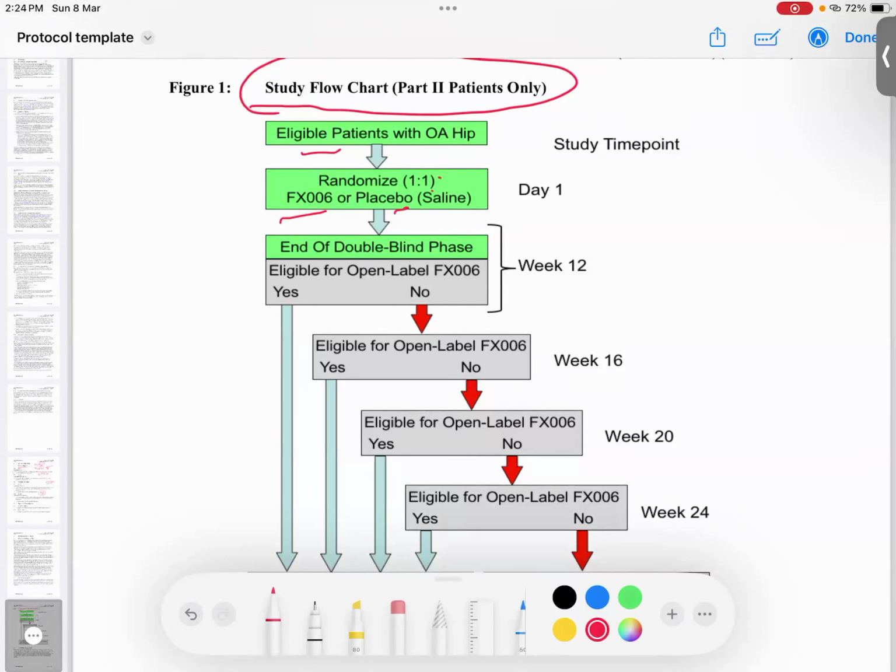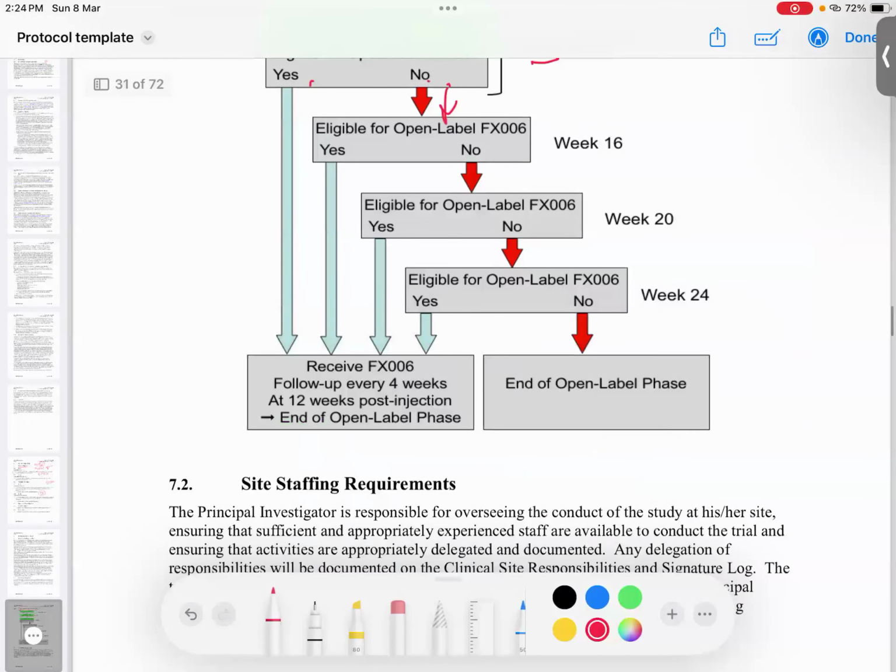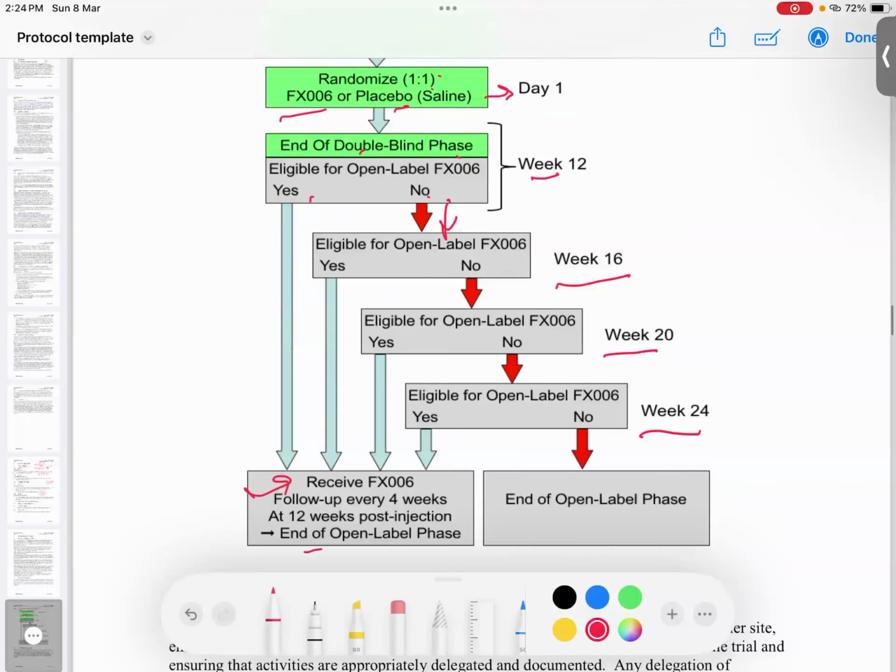End of double blind, this will be on your day 1. After week 2, this will be like this, right? Eligible for open label, if no, you will go in this window. If yes, you will go here. You will be receiving this, and so on. So every week they will be deciding like this. So easy to understand the design from the study flow chart.